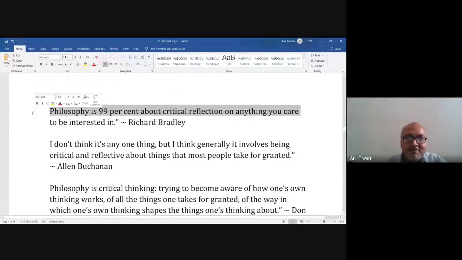Now look at Richard Bradley, what he is suggesting. Philosophy is 99% about critical reflection on anything you care to be interested in, which simply means that any issue can be taken up for philosophical study. And I believe that is the reason to give a name to degree Doctor of Philosophy. You can take up any philosophical exploration in any area, right?